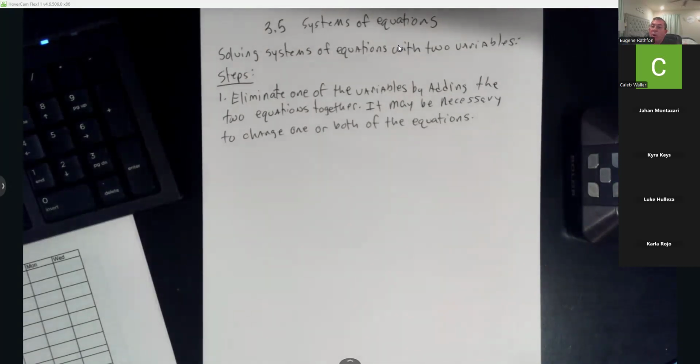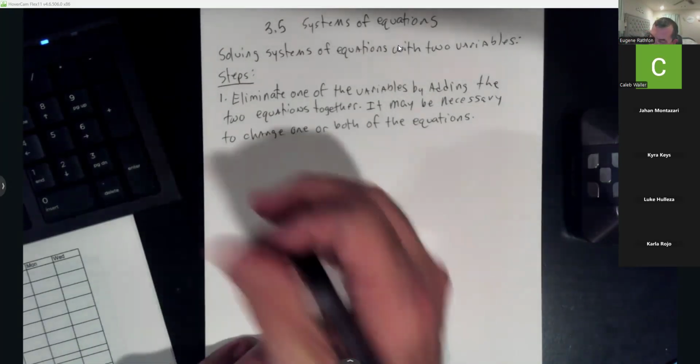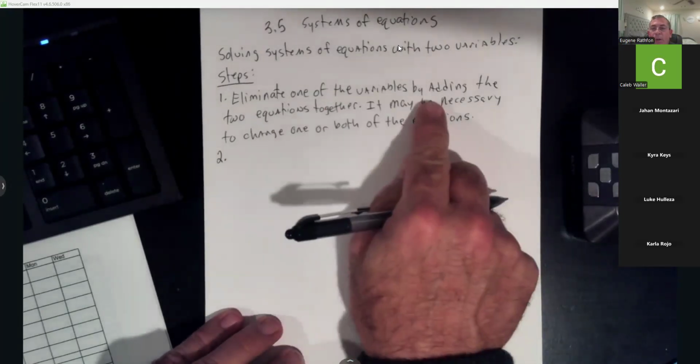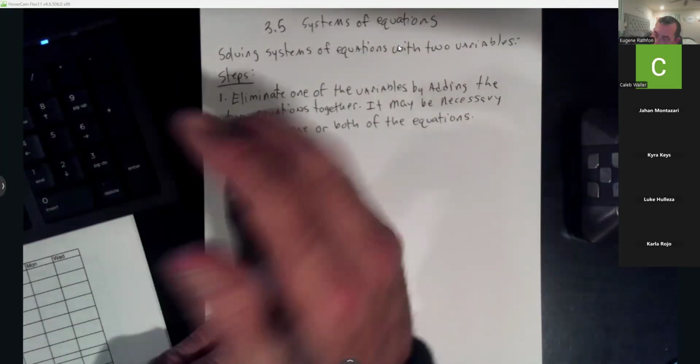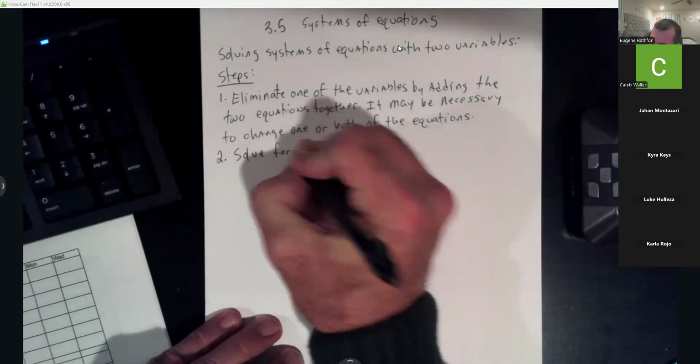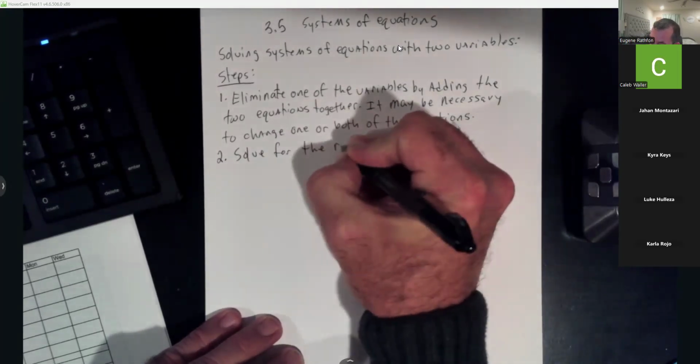So I can change an equation if I do the same operation to every part of that equation, the x, the y, and the number. Okay? So if you multiply to change a line or an equation, you got to multiply every part of that equation. Okay? So I'm going to eliminate one of the variables. Once I've done that, I will solve for the remaining variable.